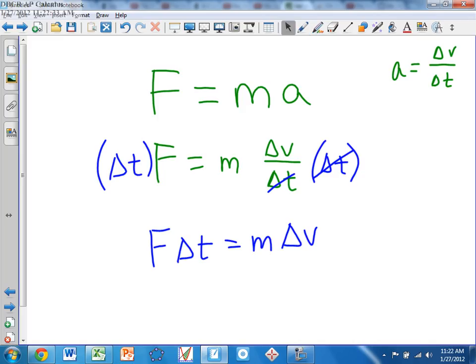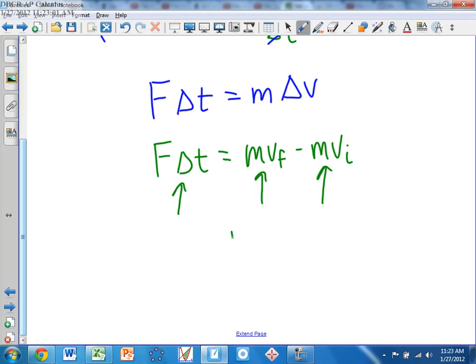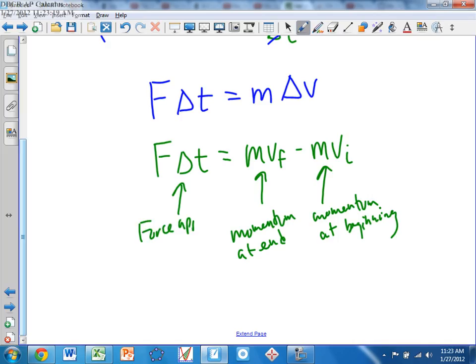So here, at this last line, we have to think about what delta means. That part is fine, and then this really is M VF minus M VI. Well, this is just momentum, MV, right? This is the momentum at the end, this is the momentum at the beginning. And this is just force times whatever the time period is. Okay, and again, F is the force you apply, the force applied over a time period.